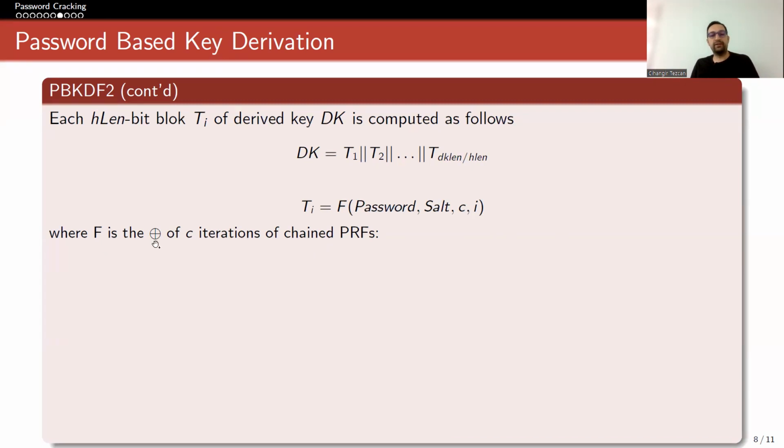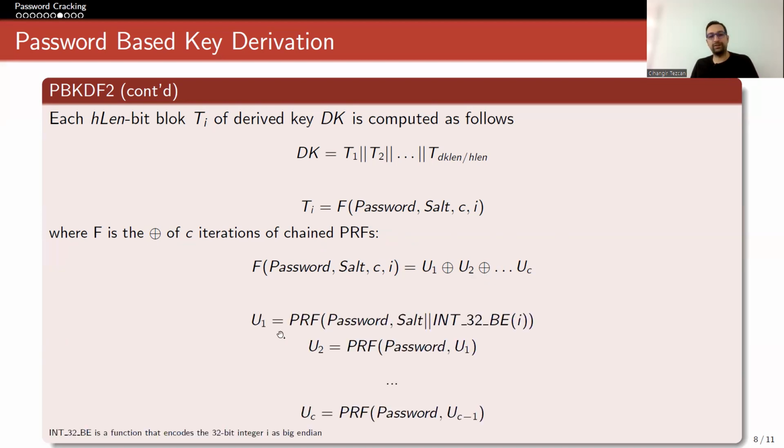So F is the concatenation of C iterations of chained pseudo-random functions. This way you actually XOR the U_i's, and you calculate these U_i's as follows. You have the password, your salt value, and you concatenate it to this i value, which is, here i is 1, okay? And INT_32_BE is just the 32-bit integer i in big-endian. So this way you are changing the salt at every step and so on, okay? So this way at the end of the day you generate a secret key.